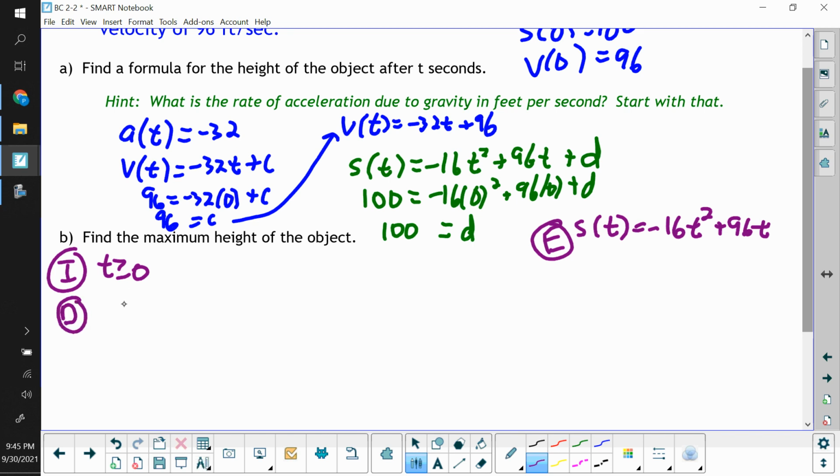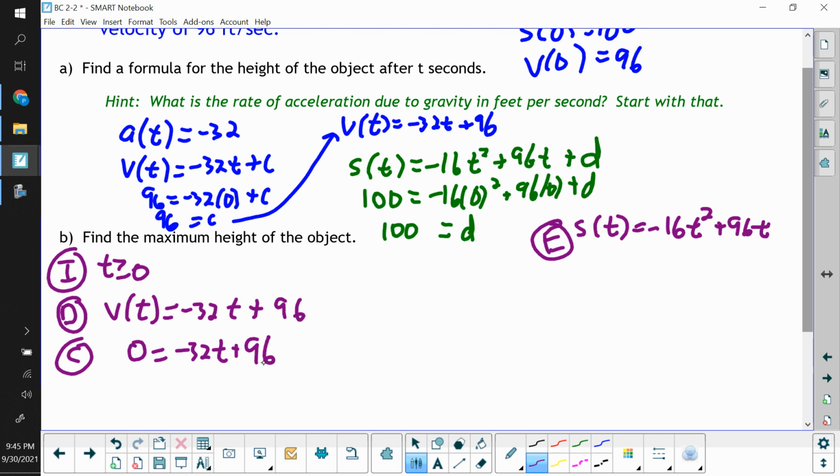If we do our derivative, the derivative of position is velocity. So we'll have v of t is equal to negative 32t plus 96. For our critical values, we'll set that equal to 0. So add your 32t over, and when you divide by 32, we just get t is equal to 3.